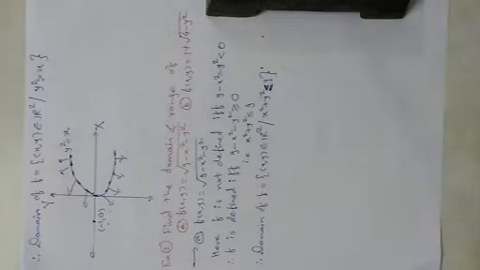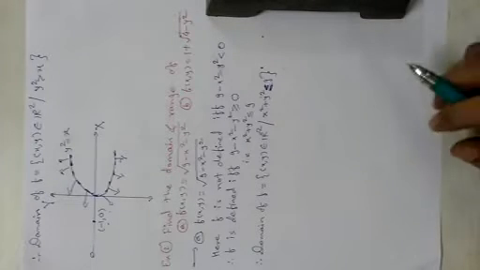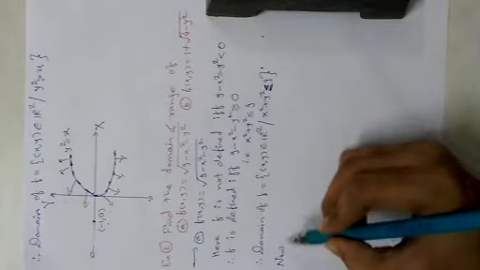But if we have to sketch this domain, then consider again equality, x square plus y square equal to 9. This is the equation of circle with center 0, 0 and radius 3. This is the circle with center origin and radius 3. Now we find range of f.